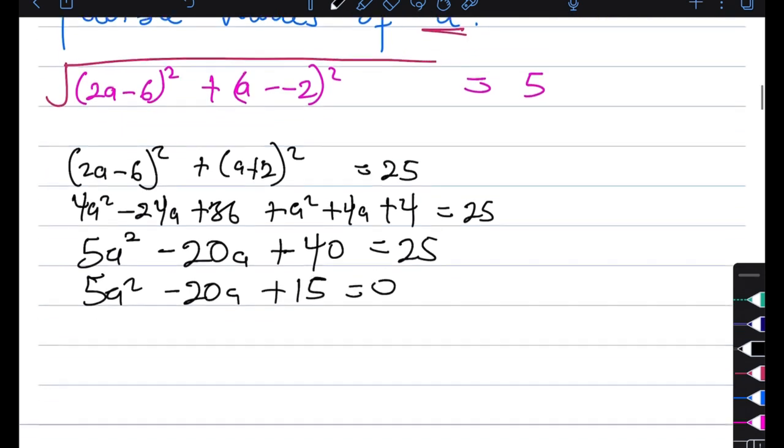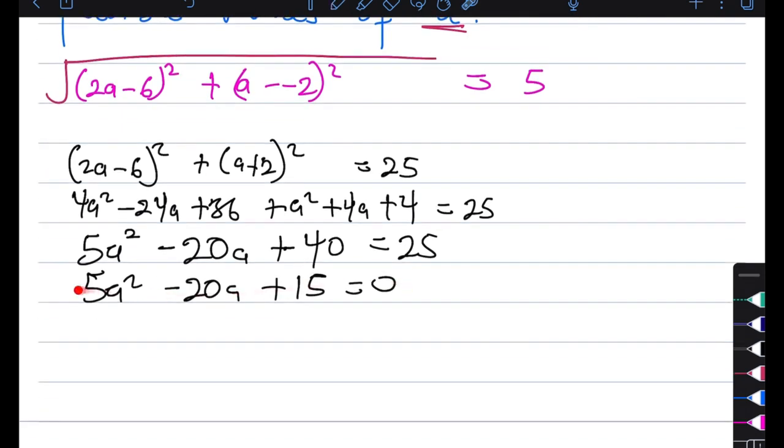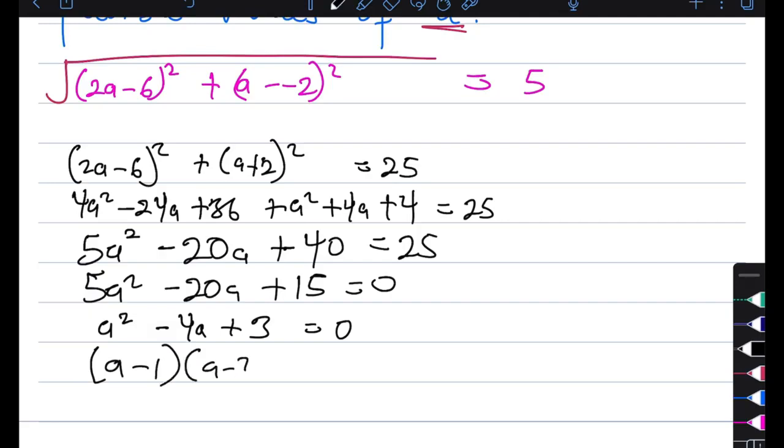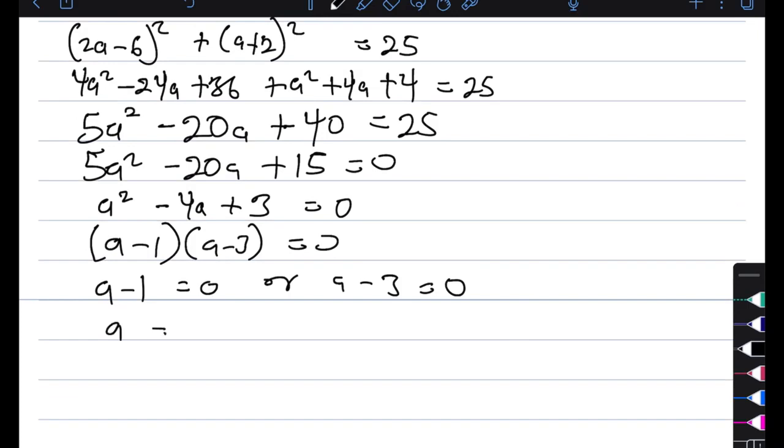We can see that all the values that we have over here are multiples of 5, so we can divide through by 5. We will get a squared minus 4a plus 3 is equal to 0. So now you have this thing to factorize. I think you are going to use negative 1, negative 3, so a minus 1, and then a minus 3 is equal to 0. So you have a minus 1 is equal to 0, or a minus 3 is equal to 0, giving you a is equal to 1, or a is equal to 3.